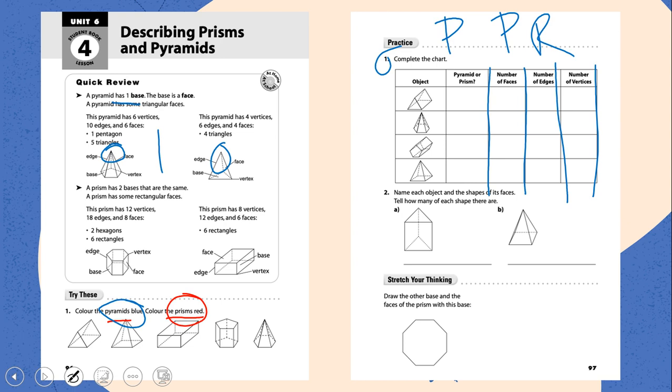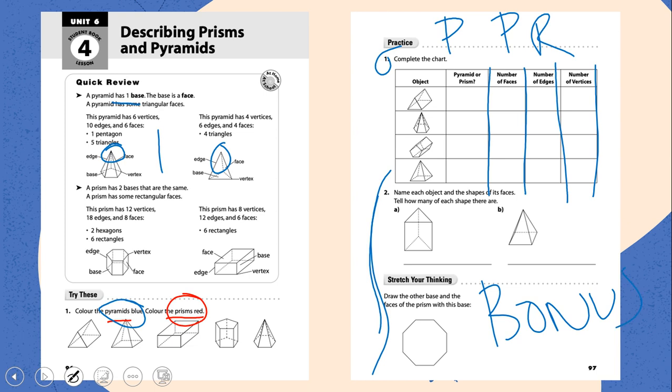That's basically all you have to do on this page. Number 2 and stretch your thinking are bonus. Number 2 is not that tricky, but it's fine. You've done enough work on those 2 pages, and we're not quite finished yet. So you only have to answer question 1 on both pages. Nothing else you have to answer.